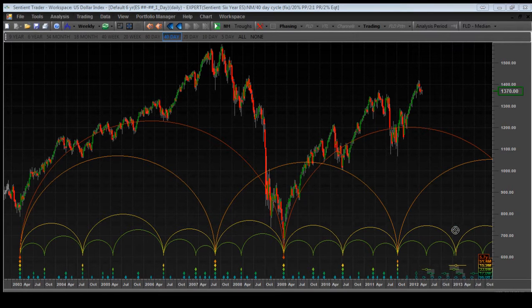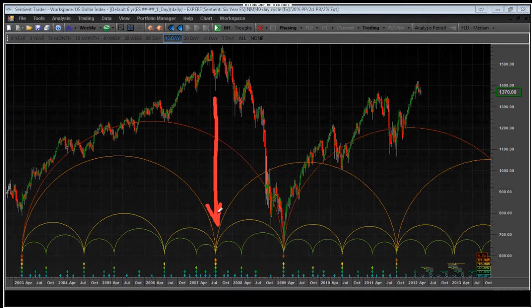Let me just draw that so that you can see what I'm talking about. Here is the trough in August of 2007. As you can see from the semicircles, this orange semicircle represents the 4.5-year cycle, and of course it's coming down to form a trough over here. There are the diamonds. It's in August of 2007, and there is the trough in price.